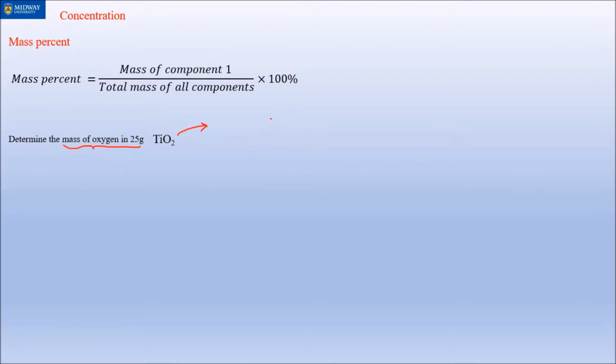And that would be, I believe titanium is 48, so 48 plus 2 times 16, which is 32. So it's 48 plus 32, which is 80, right? Grams per mole. Now, one mole, right? Good. Now you first have to determine the mass percent of oxygen.